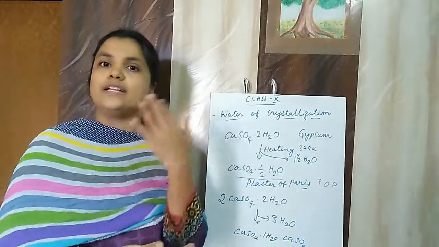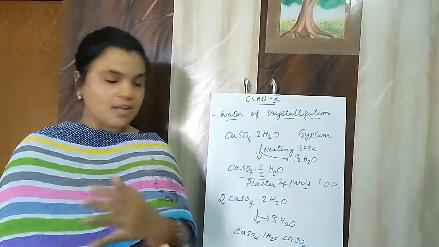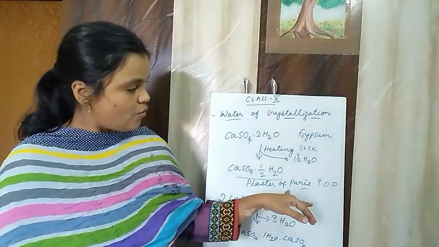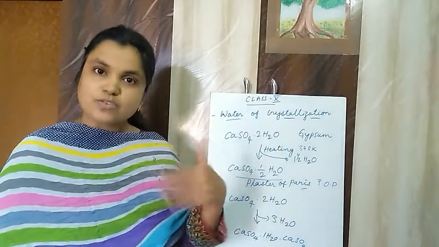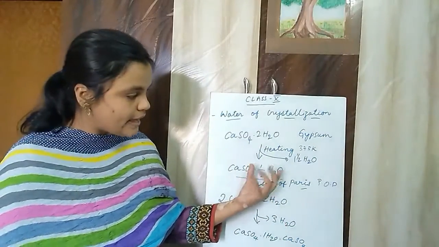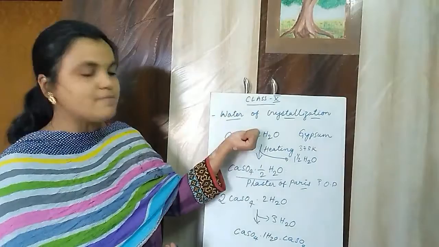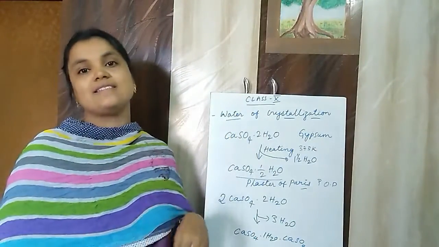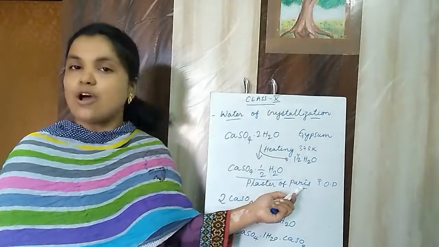And then when it dries, it sets, isn't it? So it sets again to a hard mass. What happens then? It is mixed with water again. So when it is mixed with water, what happens, children? It takes the water of crystallization and becomes gypsum again, which is nothing but the hard substance. So that is plaster of Paris.